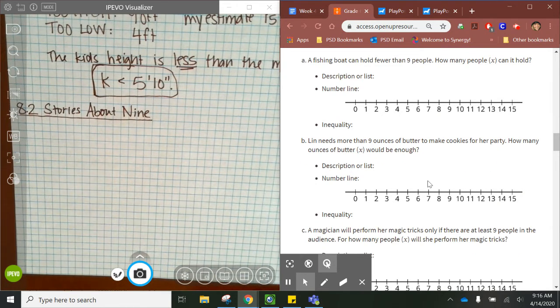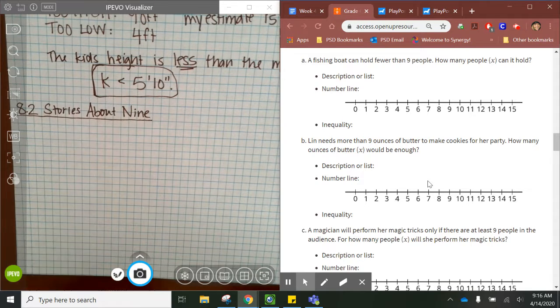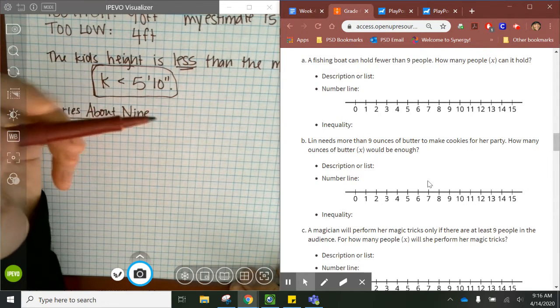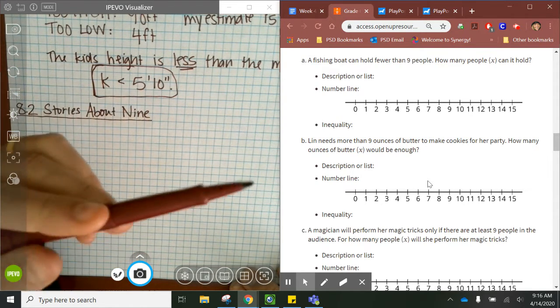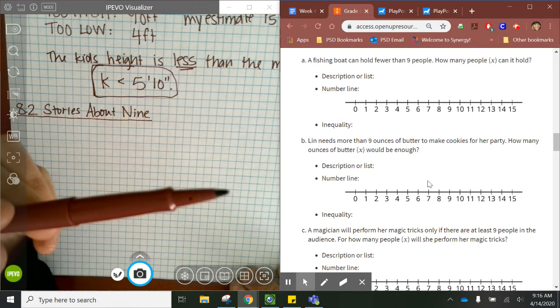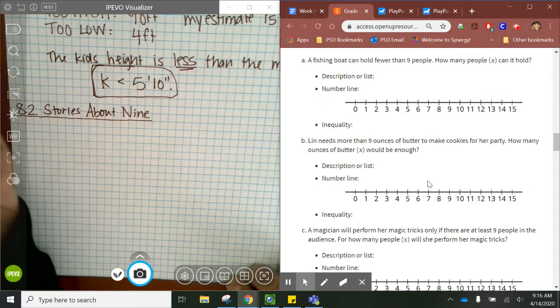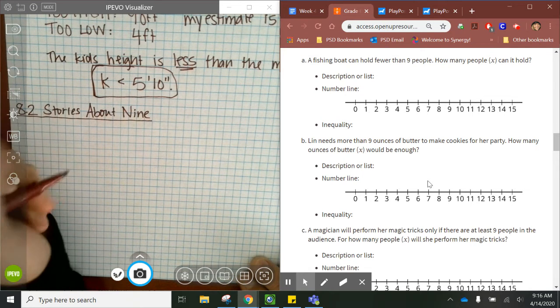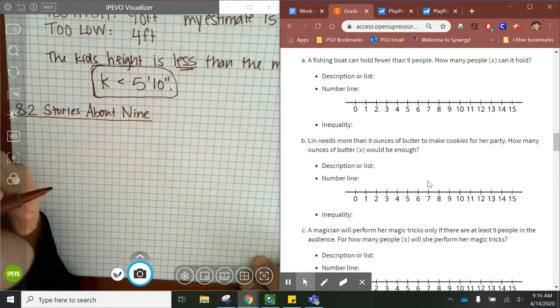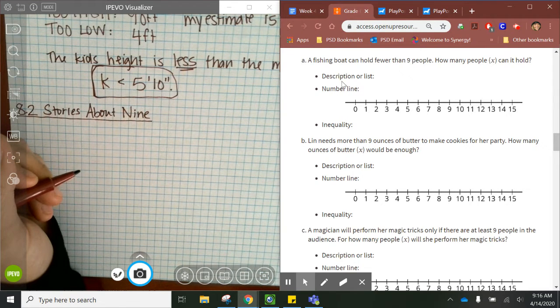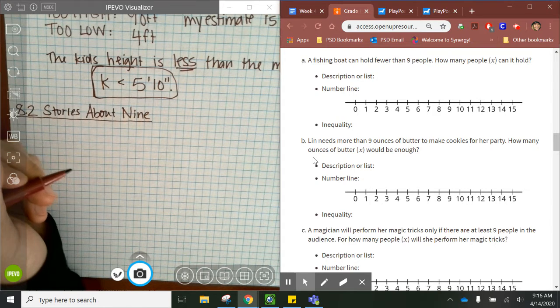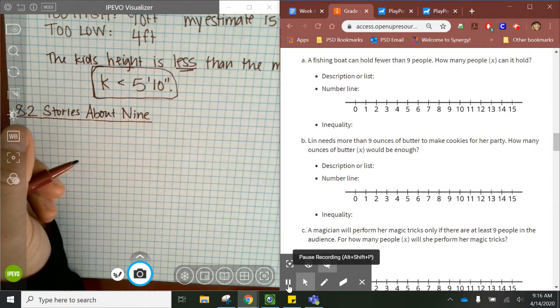Okay, so now that we've thought through a story problem about height, we're going to think through some other story problems about the number 9. So there are 4 examples over here to your right, and I'll work through 2 of them, and then I'll have you guys work through the other 2. So you can just watch and learn as I work through this. So it says a fishing boat can hold fewer than 9 people. How many people, X, can it hold? So I ask you to write a description or list, a number line, and an inequality. So I'm going to get those things set up here for you in just a sec.